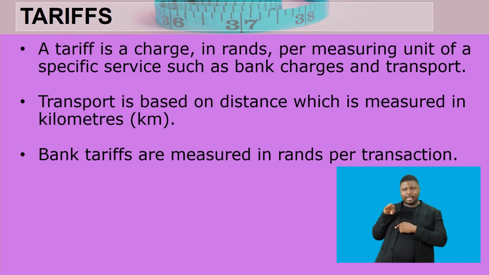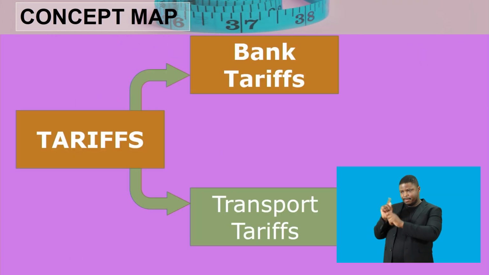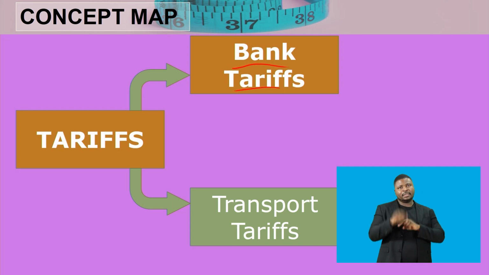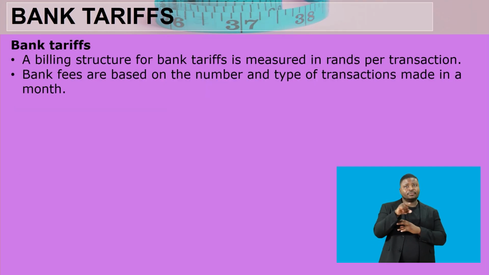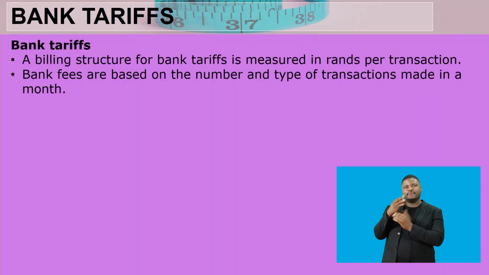Bank tariffs are measured in rands per transaction. Therefore, the number of transactions that you will make will equal the amount of money that you end up paying. Under bank tariffs, the definition is a billing structure measured in rands per transaction. As I mentioned, for each and every transaction that you make, there is a fee that you will have to pay. Bank fees are based on the number and types of transactions made.